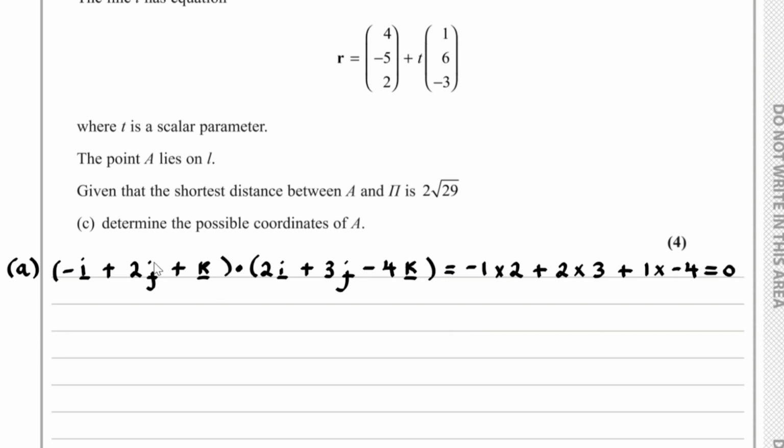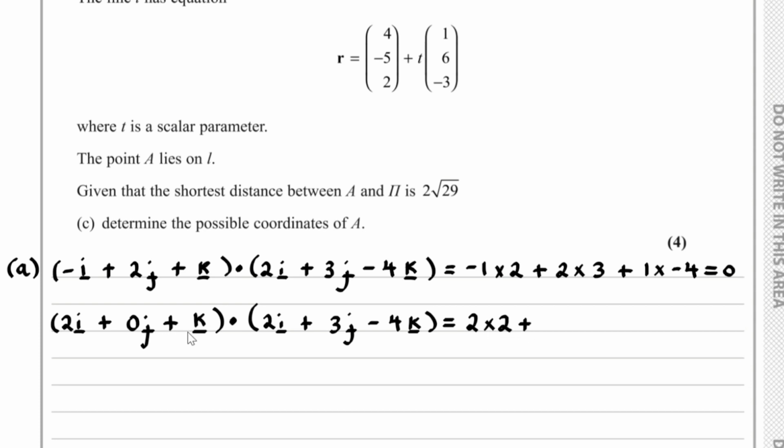And then we also have the other direction vector, (2, 0, 1). So we've got 2i plus 0j plus k dot with 2i plus 3j minus 4k: 2 times 2, 0 times 3, 1 times minus 4. It turns out here we get 0.